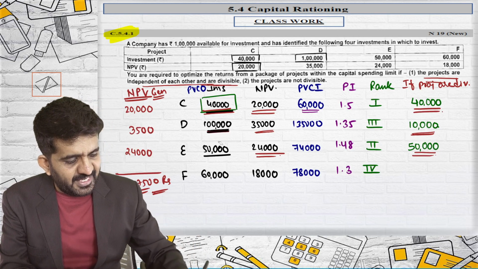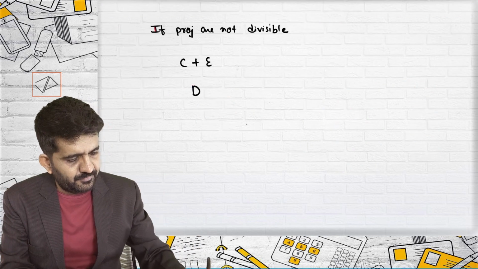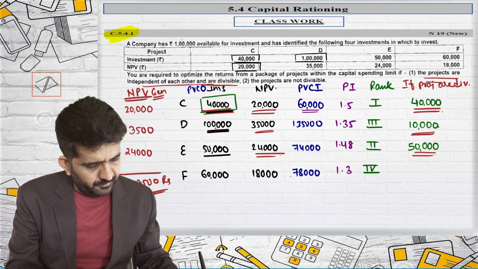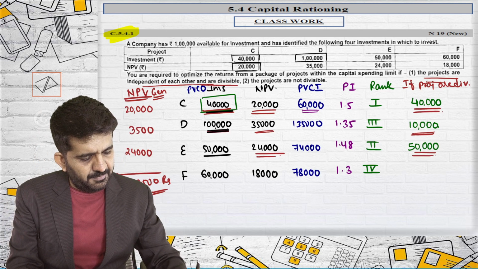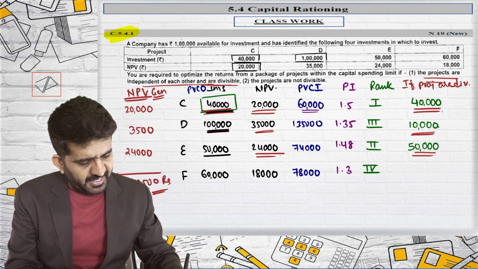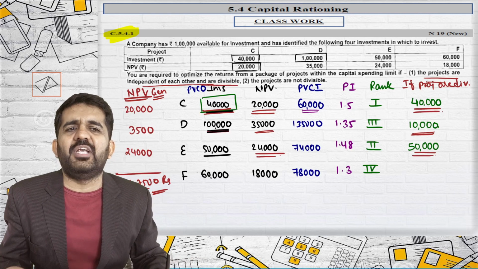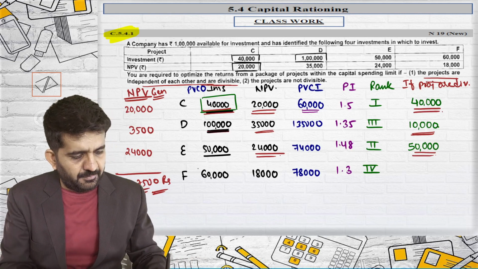You can do C and F. Yes, C plus F you can also do. Only D, C plus E, C plus F, F plus E cannot be done together. Yes sir, can I do only C? Yes, but it will not generate enough NPV.